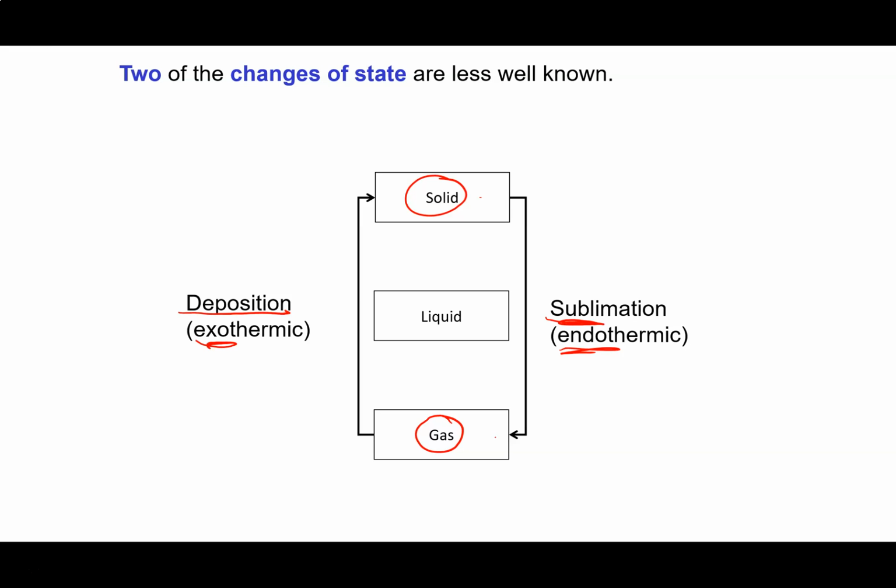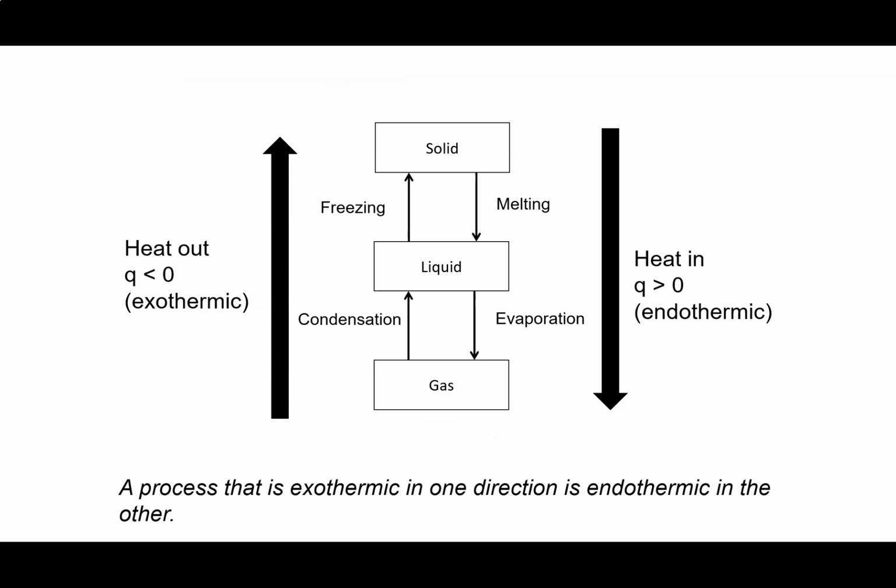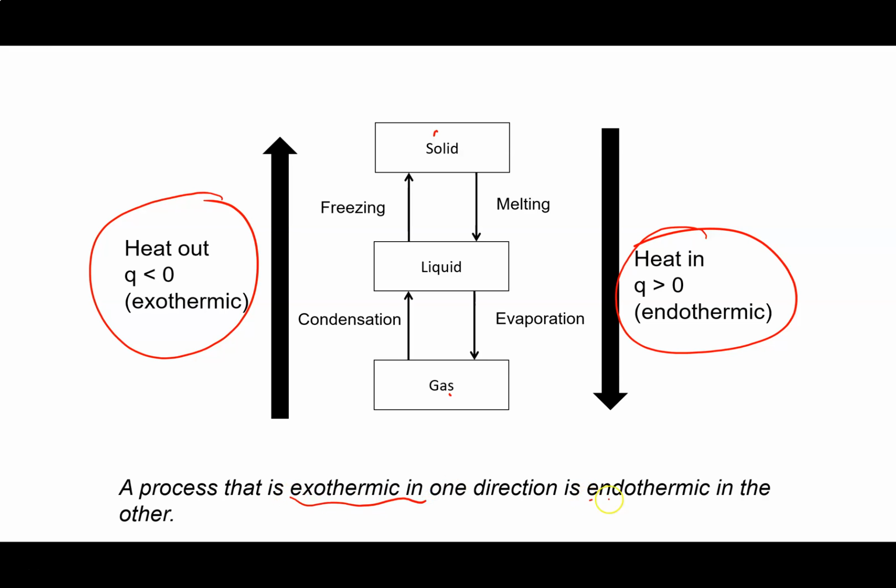So what you've probably recognized at this point is that if a change is endothermic in one direction, when we run in the reverse direction, it's exothermic. And that is true for any physical or chemical process. When we go from solid to liquid to gas, all of the changes are endothermic, but when we go from gas to liquid to solid, all of the changes are exothermic. So this is very important to recognize. A process that is exothermic in one direction is endothermic in the other. You don't need to know the change in energy for both directions. You just need to know that it's going to be equal and opposite when you reverse the direction.